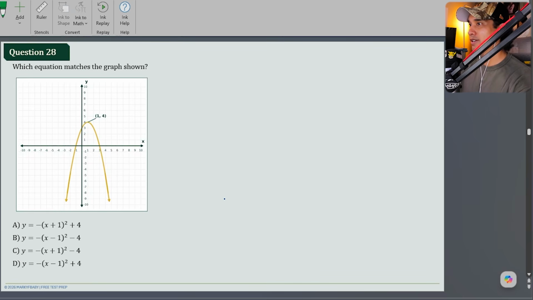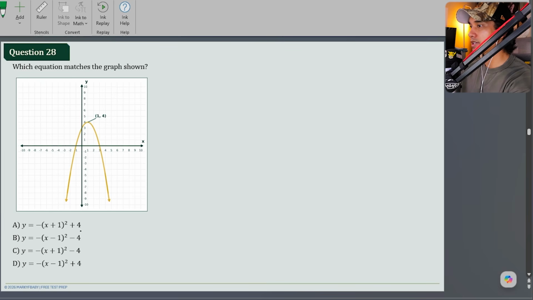Okay. 28. Which equation matches the graph shown? Okay. This is a parabola question. I put this here just so you could identify key parts of a parabola, okay? So this is how you write.